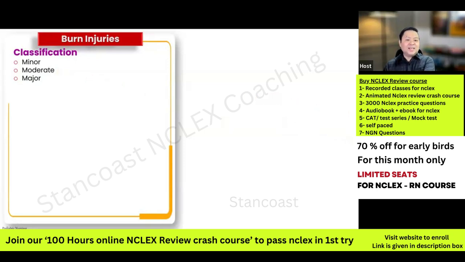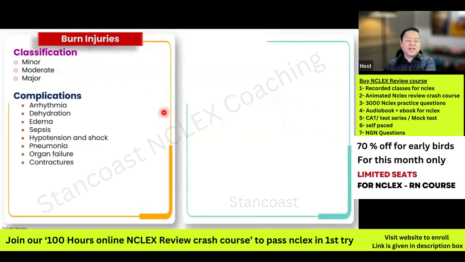Now, please take note here, guys, that there are so many things that we need to expect as complications from the exposure to the agent that caused the burn injury. One is arrhythmia. This is something that you can find in a patient that might have been electrocuted. Another is dehydration, for those patients that might have extensive fluid loss because of the fluid shifting. They're going to end up being dehydrated as well.